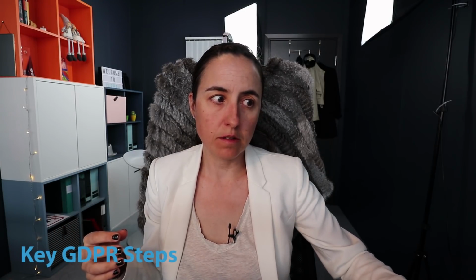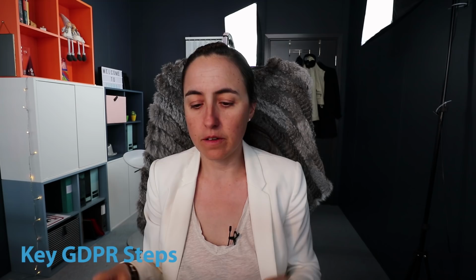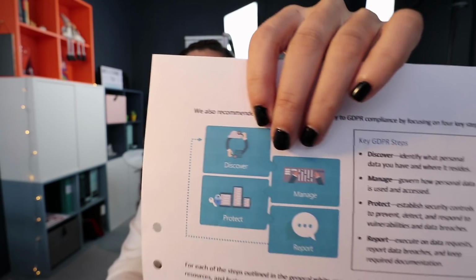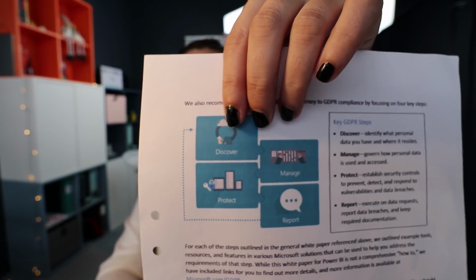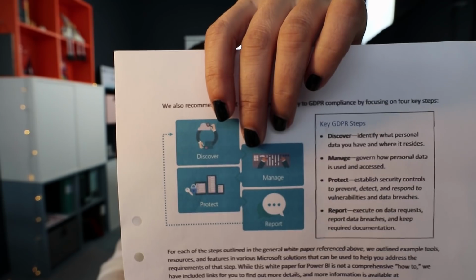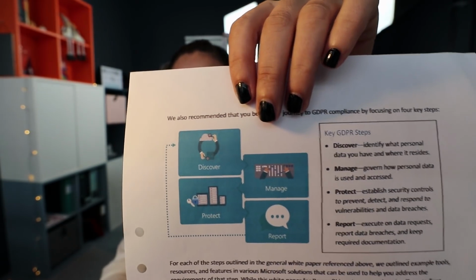Microsoft has created a roadmap for how to actually manage GDPR, and I think it makes a lot of sense. They go through 4 steps. You will see it here. It says discover, manage, protect, and report. Discover is the step where you identify where you store personal information about European citizens. Nothing weird, right? To be able to delete and manage, you have to know that it's stored and where.